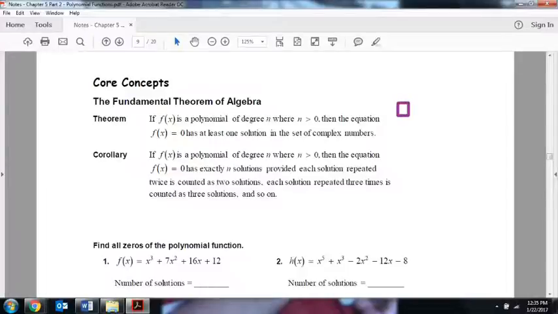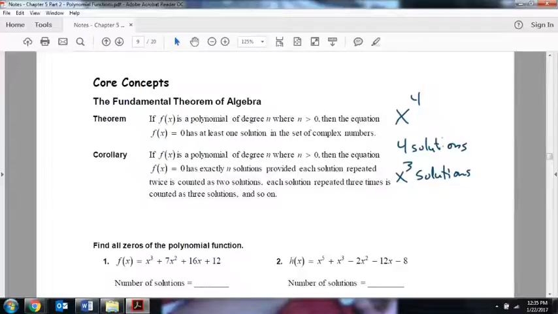Whatever the degree is, that's how many solutions. So if your degree is 4, you're going to have 4 solutions. Remember, the degree is the highest exponent. If your highest exponent is a 3, you have 3 solutions. Alright? It is straight up that simple.